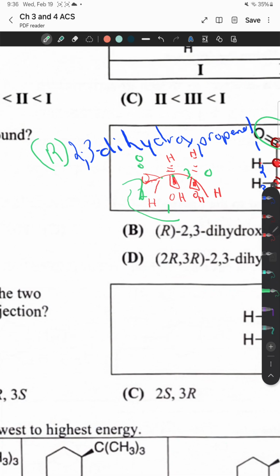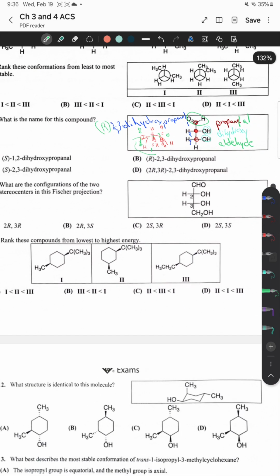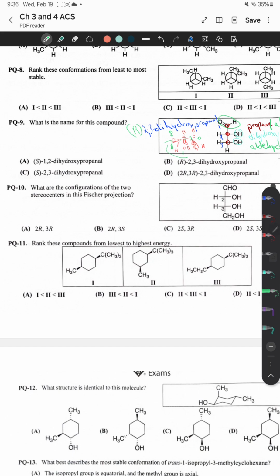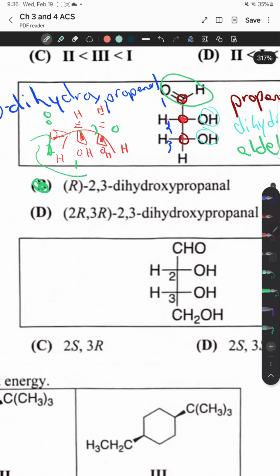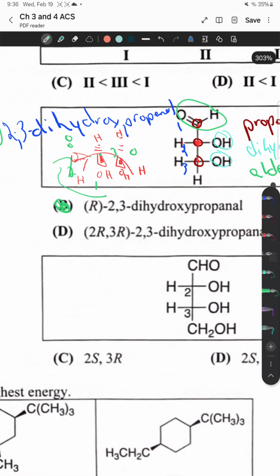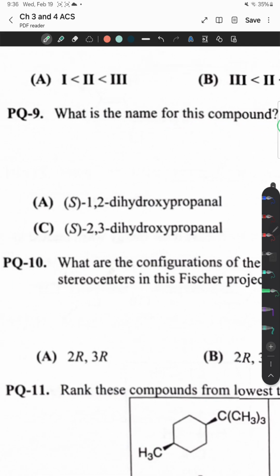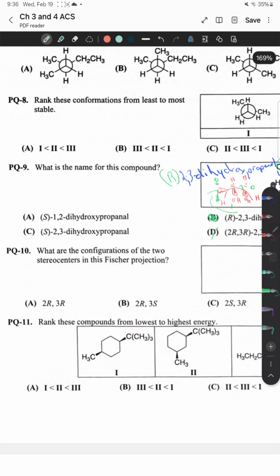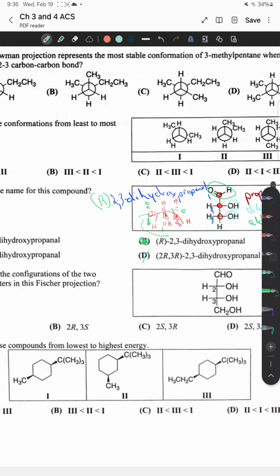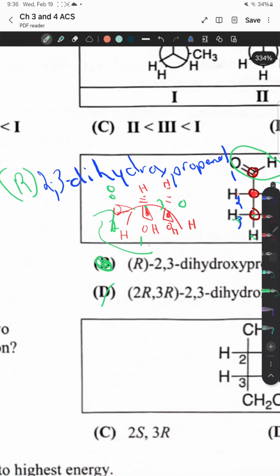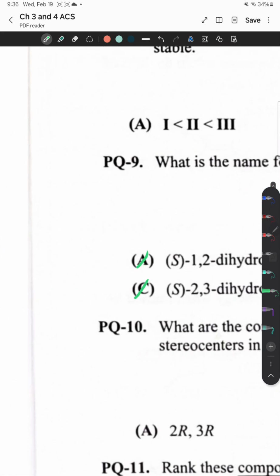So our entire answer is R-2,3-dihydroxypropanal, which is B. Now it can't be D because there's only 1 chiral center. Let's say if we went to 3, there's 2 H's, these are both equal, so can't be that. And it can't be either A nor C because of the direction of highest priority.